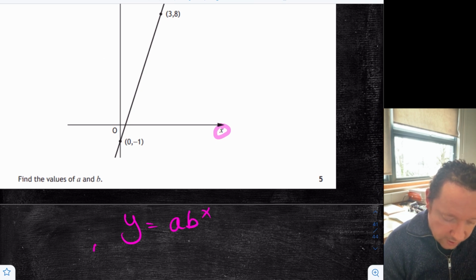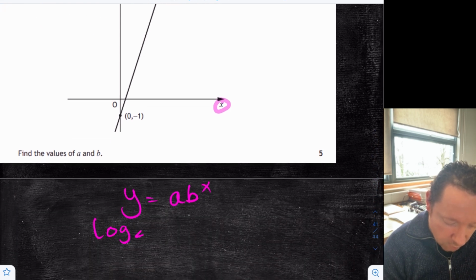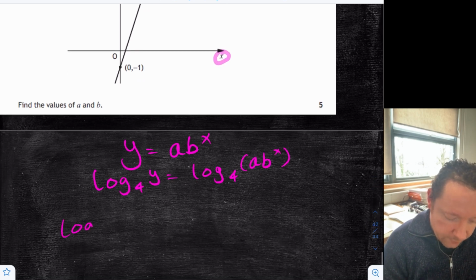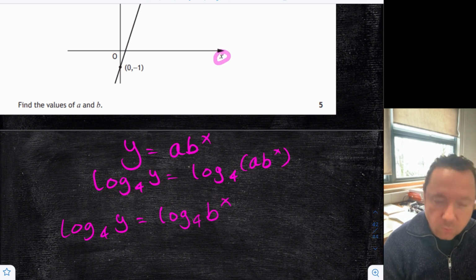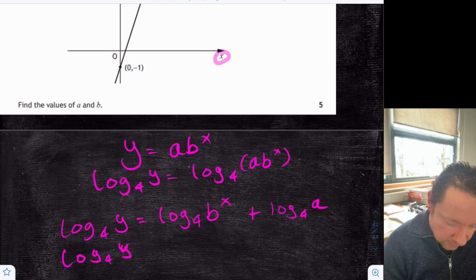Just log both sides then. Our log base is 4, so looking on our graph, log base 4 y equals log base 4 of ab to the x, which is a product, so I can separate that into a plus. So log base 4 y equals log base 4 of b to the x, I like the x one first, like mx plus c, plus log base 4 a. Taking the x to the front, we get log base 4 y, that's a y and that's a log, equals x times log base 4 b plus log base 4 a.